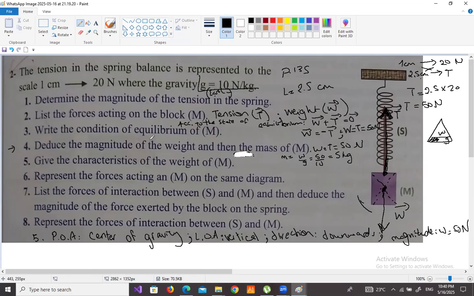We will stop at 6, because for 7 and 8 we still haven't covered the principle of interaction. This is for another time.